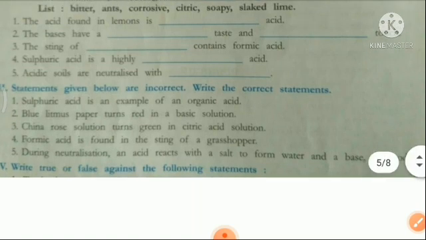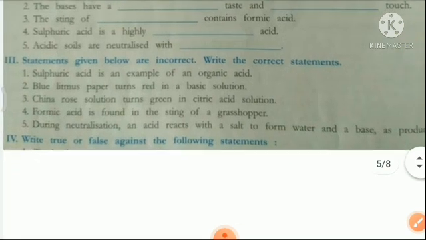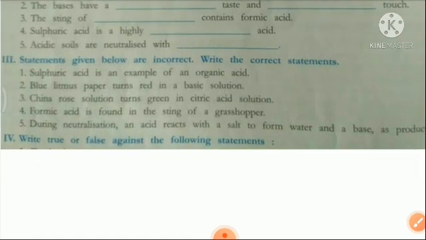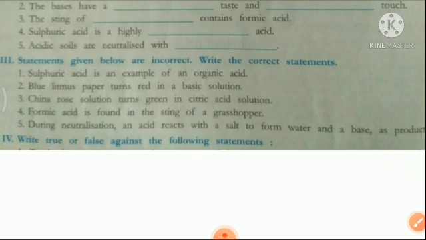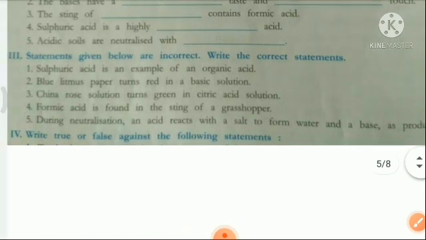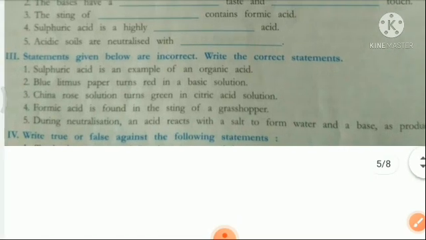Okay, so formic acid is found in a sting of grasshopper. This is completely wrong. Okay, because grasshoppers do not have a sting. So what will be the correct answer? The formic acid is found in the sting of an ant. Okay, this will be sting of an ant. Not a ant. So you should be grammatically correct.